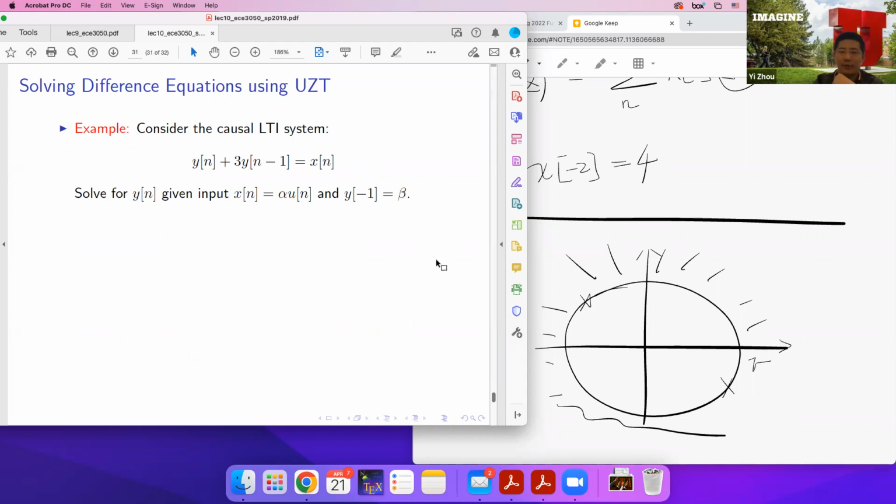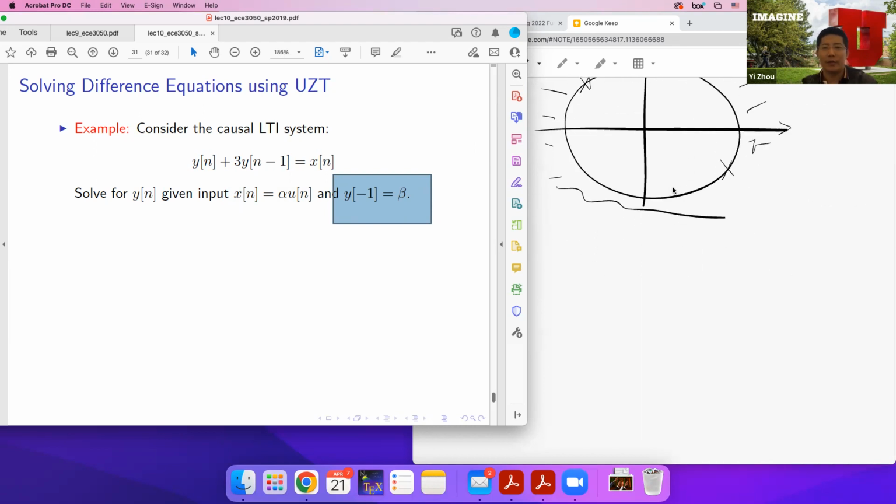And we have this example. Given a causal LTI system defined in terms of a difference equation, we want to solve this equation. So if we are given such an input discrete time signal and such an initial boundary condition of the output, we want to solve for the corresponding output signal. Because we are given the initial conditions, the idea is to apply the unilateral transform.